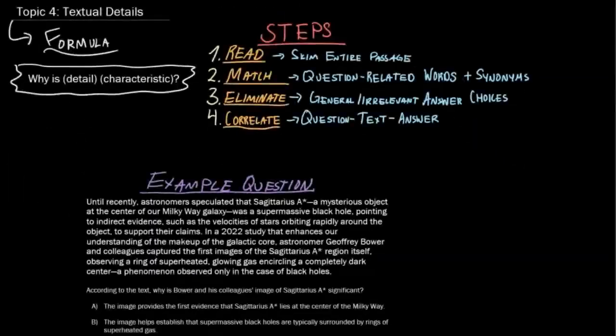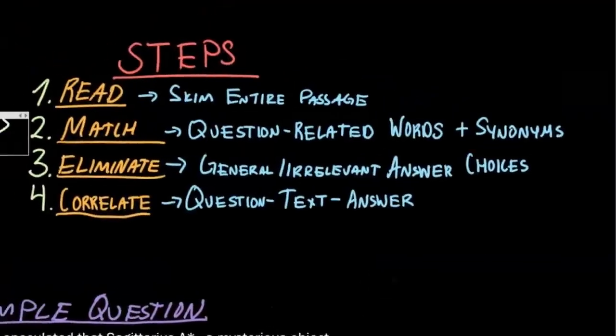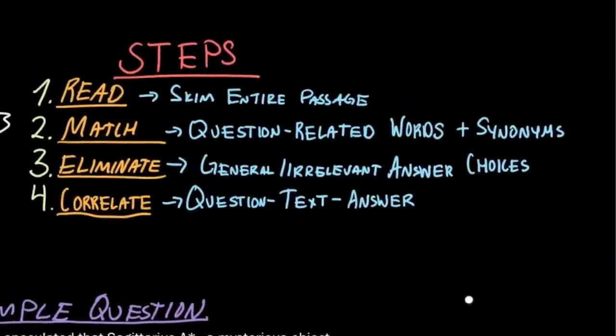Topic 4, textual details, is likely one of the hardest parts of the SAT. And part of this is because the College Board does not give us a specific question type. We have to figure out a formula, and I've got that right here. So why is some detail some characteristic? And that seems pretty vague. We're going to get into it a little bit more in a second. But we got this first. Let's take a look at some steps on how we can solve these types of problems.